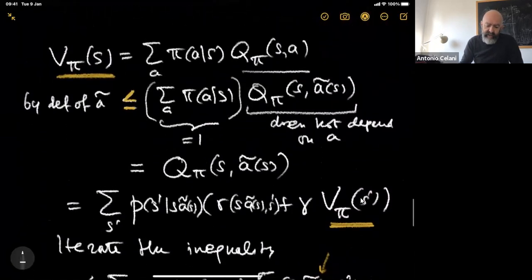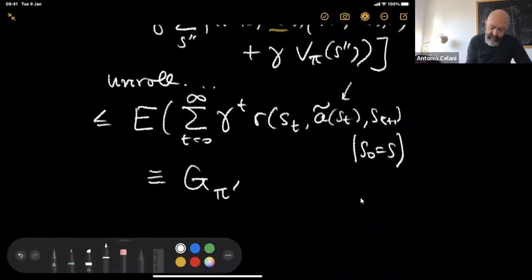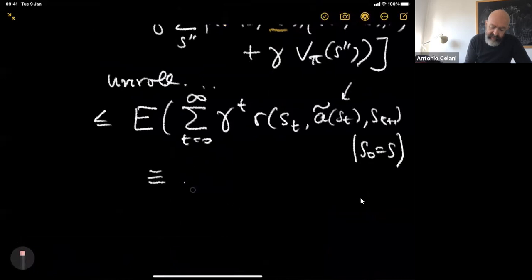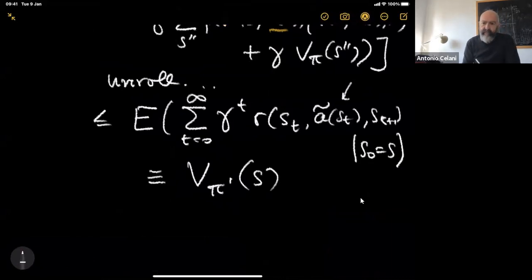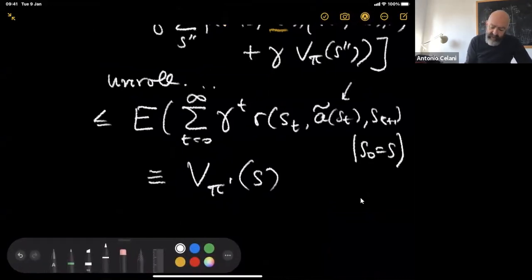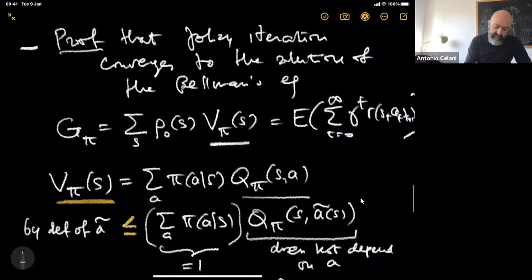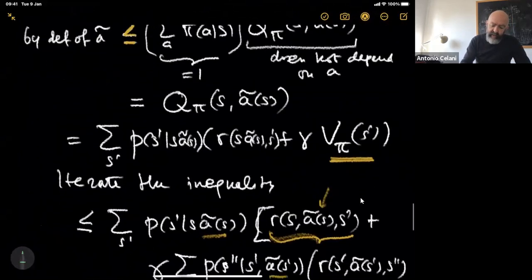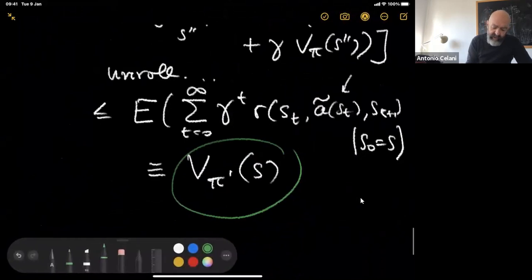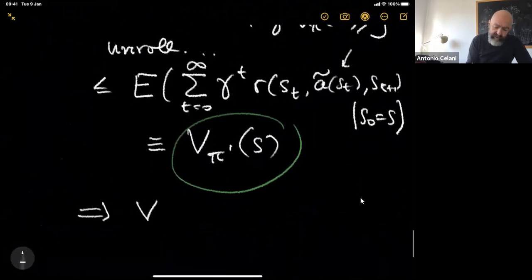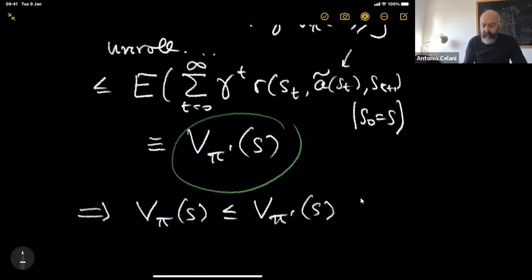So if you look at this, sorry, this is not G pi, my bad, I'm rushing this through. This is V pi prime of s. So if you look at the final term here and the initial term here, these are connected by a series of inequalities which all go in the same direction. So I can conclude that the value function of the new policy is larger than the value function of the previous policy during one of these steps of policy iteration.